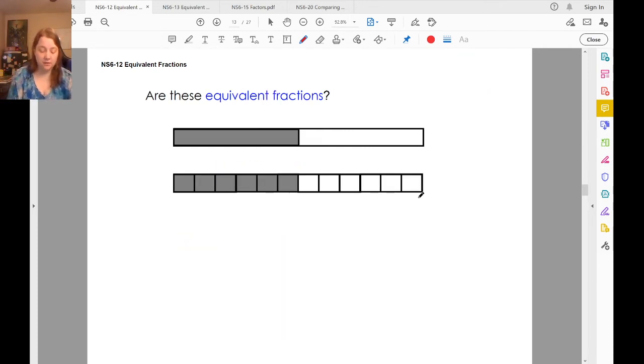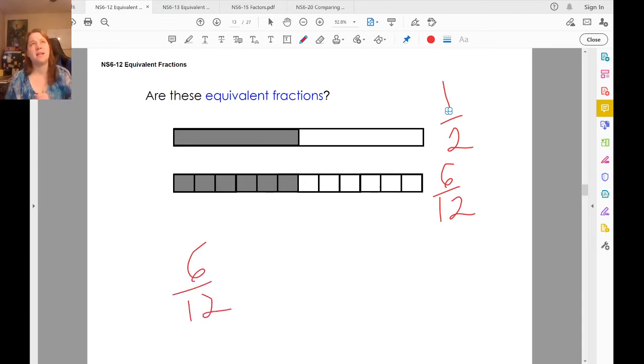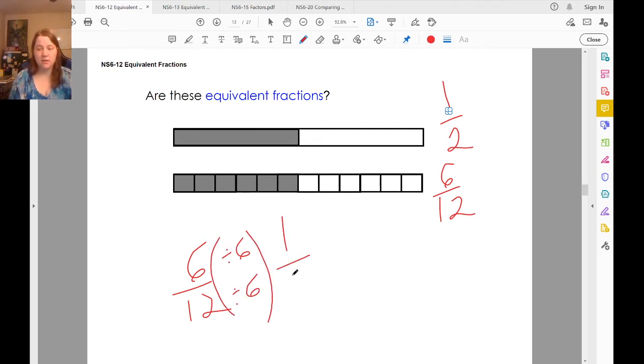When I look here, I see that 1/2 is the same as 6/12. How do I know that? I can either look at the picture or I can look at 6 over 12 and say, what number goes into both 6 and 12? The biggest number that goes into 6 and 12 is 6. So I'm going to divide by 6. 6 divided by 6 is 1. 12 divided by 6 is 2. Look at that. I still get 1/2.